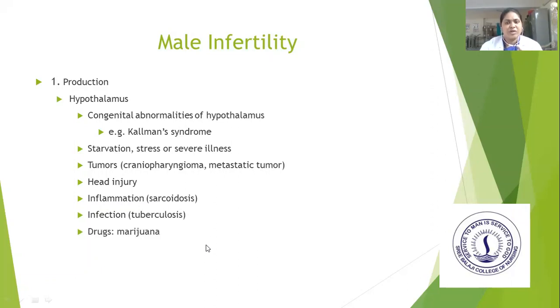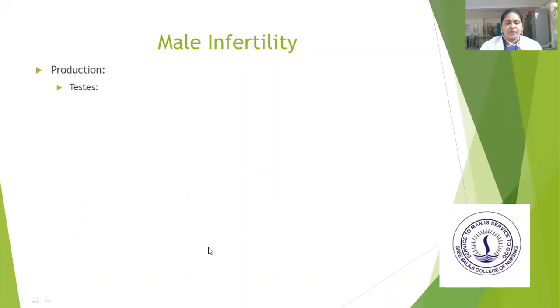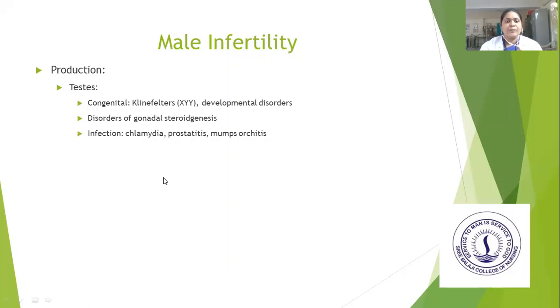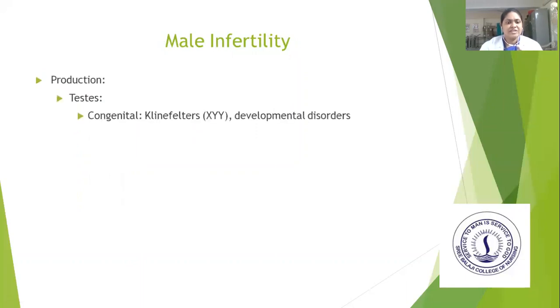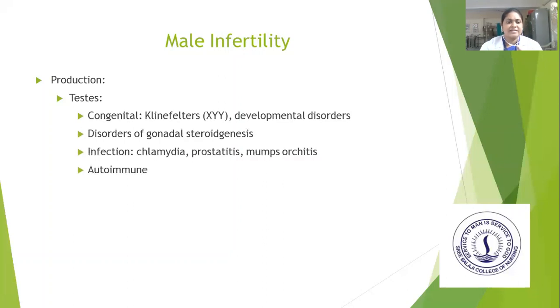And drugs like narcotics. The production from the testes: a congenital abnormality like Klinefelter's, XYY, developmental disorders, disorders of gonadal steroidogenesis, and infections such as chlamydia, prostatitis, mumps, orchitis, and autoimmune disorders like diabetes mellitus, cryptorchidism, and tumors, chemotherapy, X-rays, drugs and alcohol, and vascular problems like testicular torsion, and congenital defects of the testis.